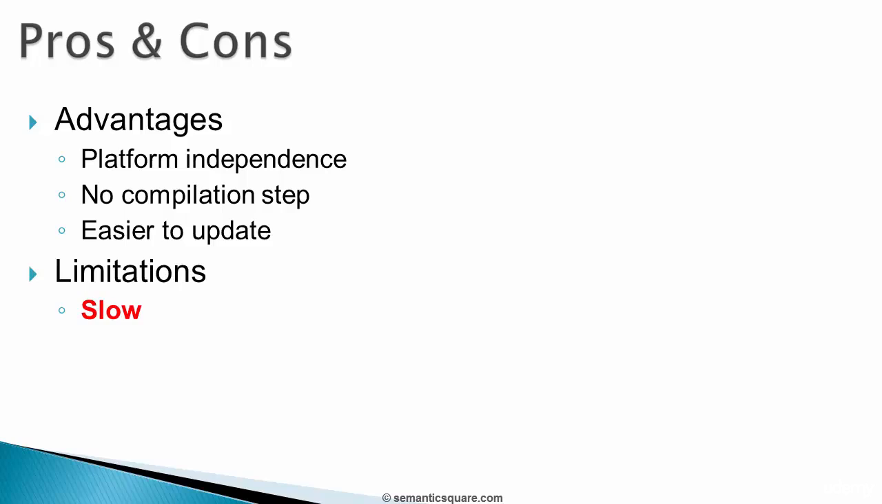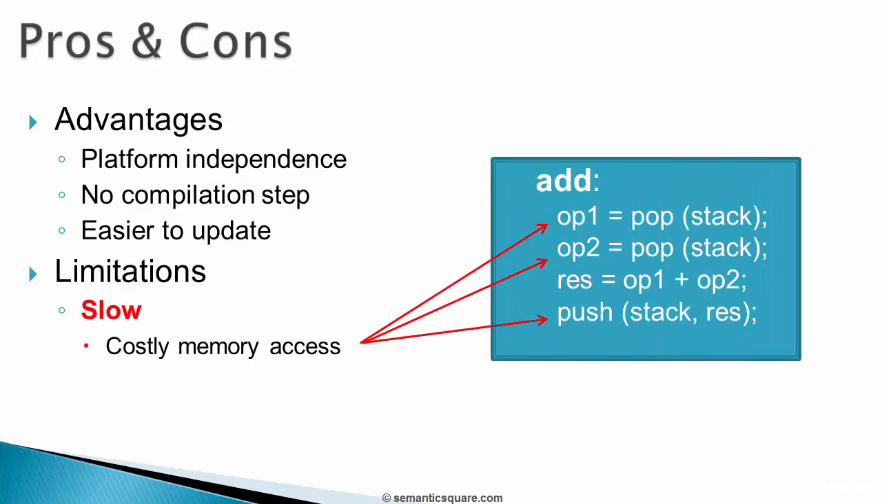Now, in terms of limitations, interpretation is orders of magnitude slower than compiled code. There are a couple of reasons for this. One is due to costly memory access operations. For example, this is the library code from the add instruction example which we saw earlier. As you can see, there are several costly memory access operations. In a compiled language, it would have been taken care of in registers, which could result in code that runs very fast, probably even 100 times faster.